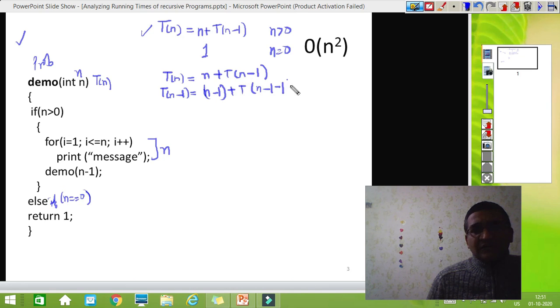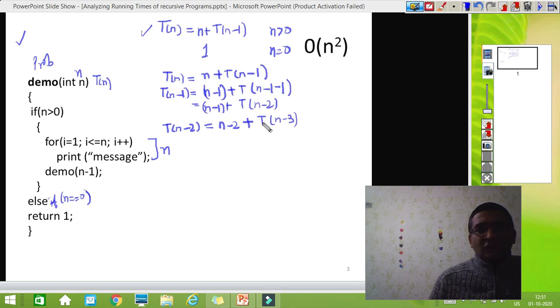So what you get is n minus 1 plus T of n minus 2. Now T of n minus 1 is actually represented using T of n minus 2. So how can I write T of n minus 2? T of n minus 2 can be written by replacing n with n minus 2, so this can be T of n minus 3, and so on.